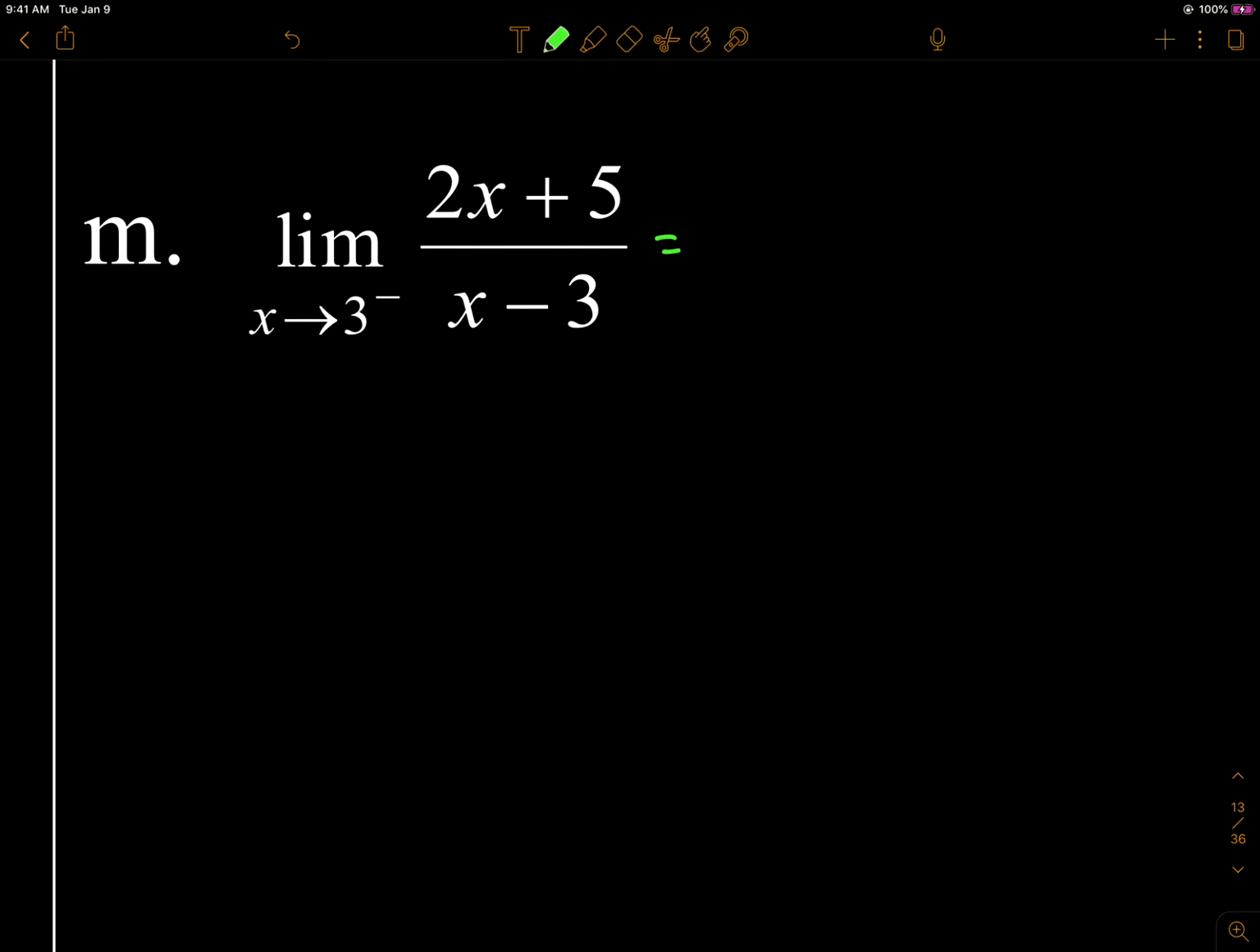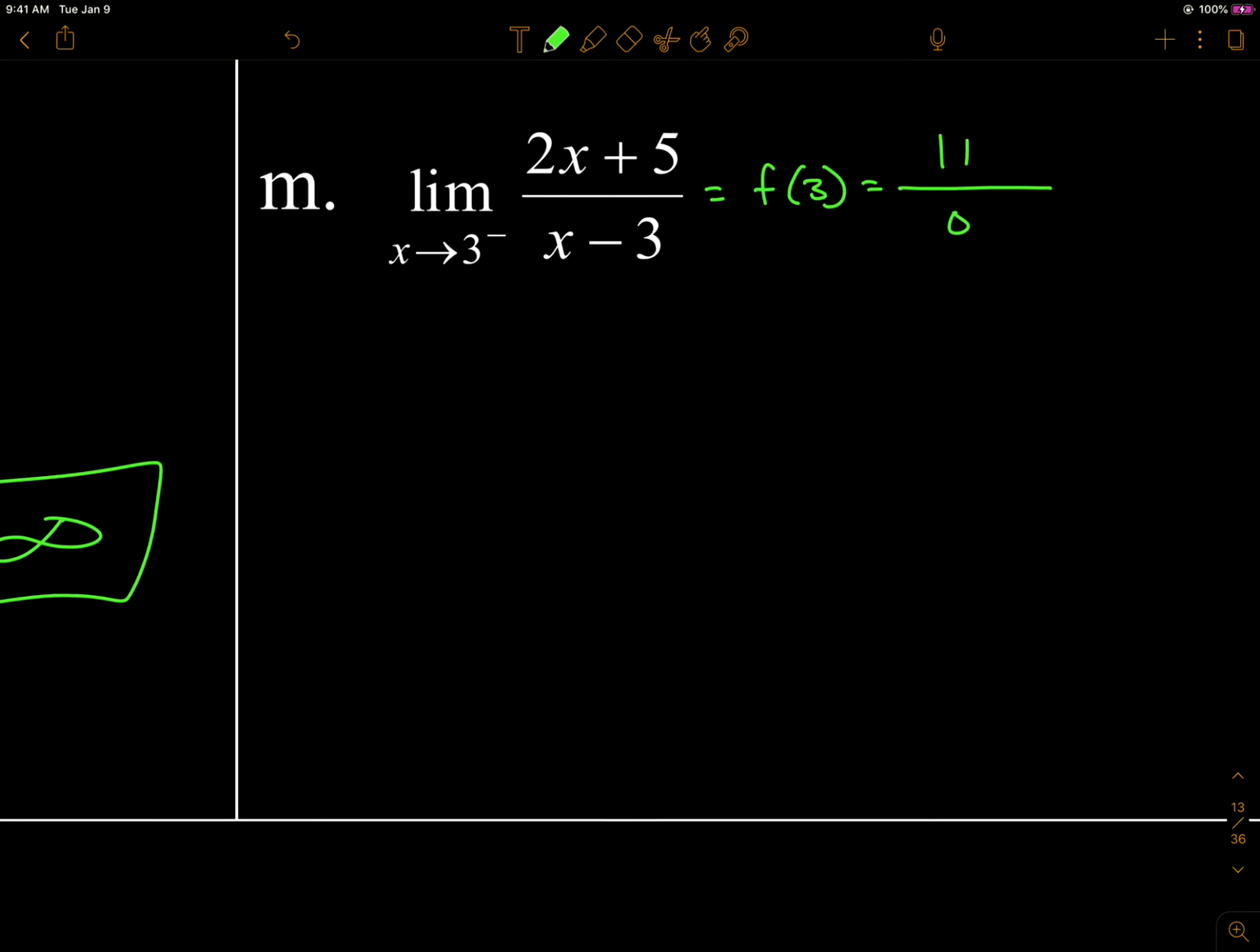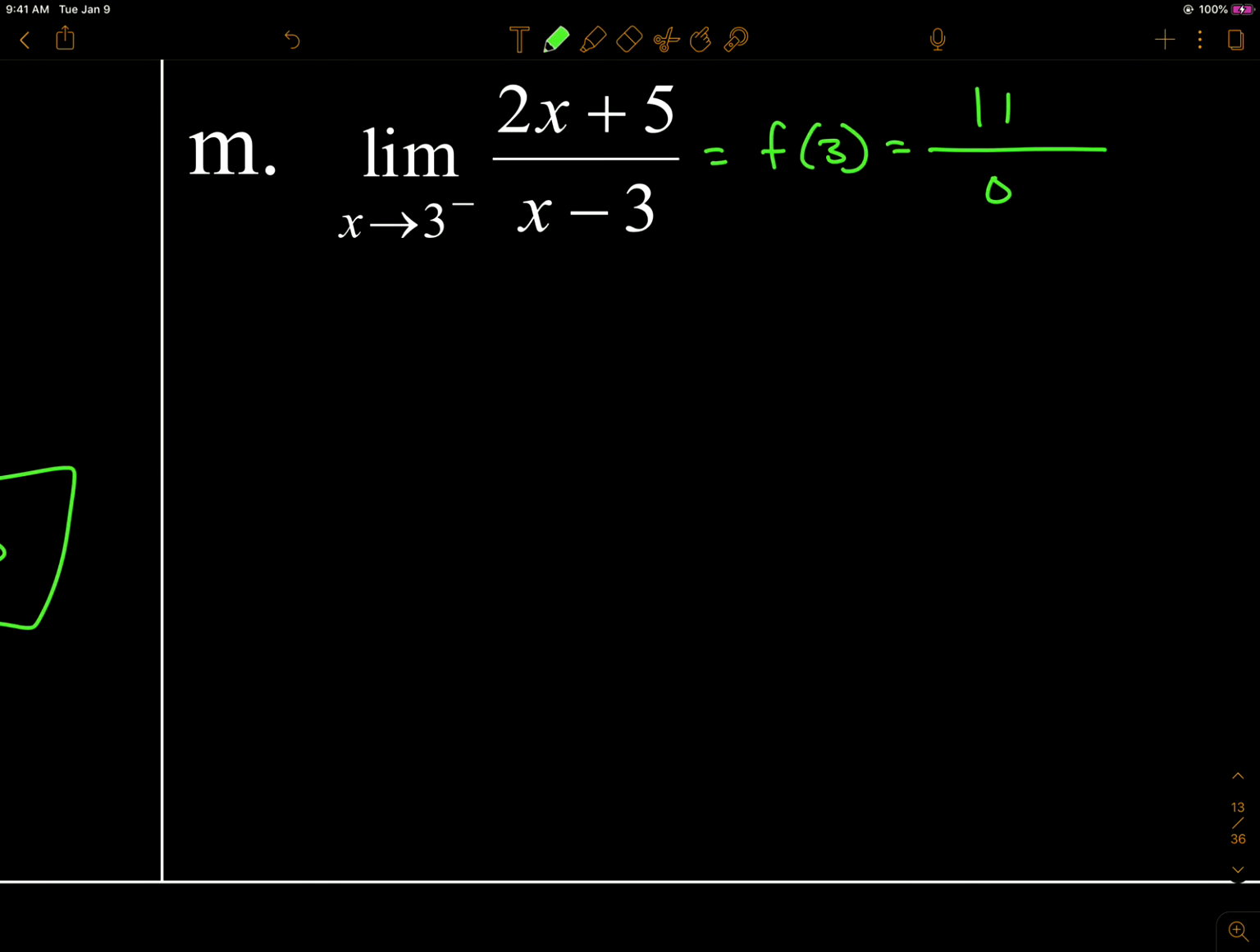All right, let's try 3 and see if it works. I get 0 on the bottom. Up top, I get 11. So this is the same one as before, I notice. Except now we're checking as we come in from 3 on the left.